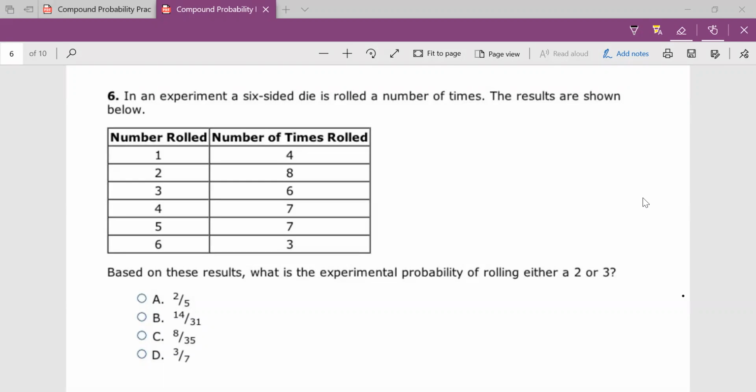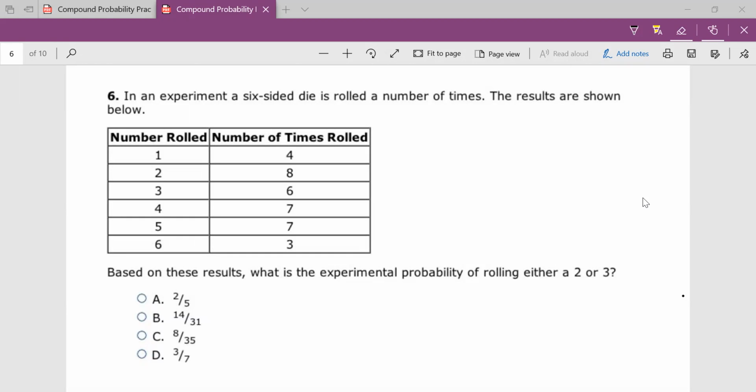Okay, so number 6 says, in an experiment, a 6-sided die is rolled a number of times. The results are shown below. So it says, based on these results, what is the experimental probability of rolling either a 2 or a 3?